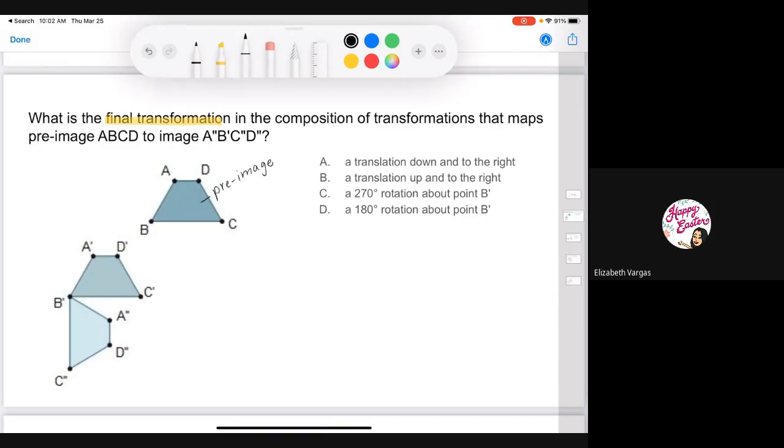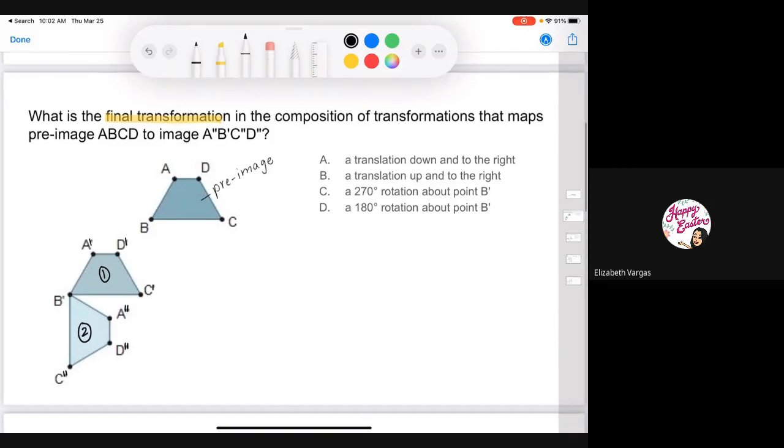The next thing we learned yesterday is that if we see one prime notation, then that is our image after one transformation. If we see two prime notations, then that is our image after the second transformation. So the first one comes first and then the second one. If we're being asked what is the final transformation, what we're essentially being asked is, how did we get here? How do we get from 1 to 2? Because the final one would be the second image after our last transformation.